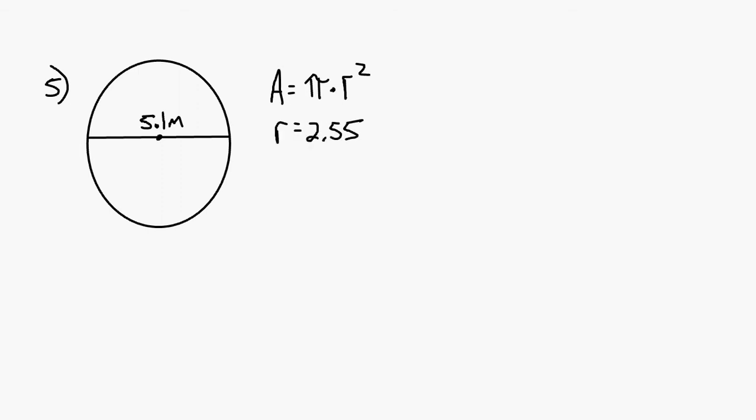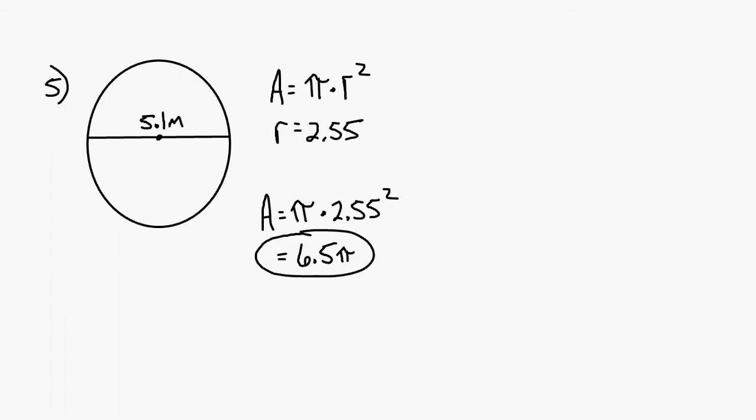2.55. So the area is equal to pi times 2.55 squared. You're leaving your answer in terms of pi, and the 2.55 is still in your calculator, so if you hit the x squared button, the area is equal to 6.5 pi. And that's in terms of pi.